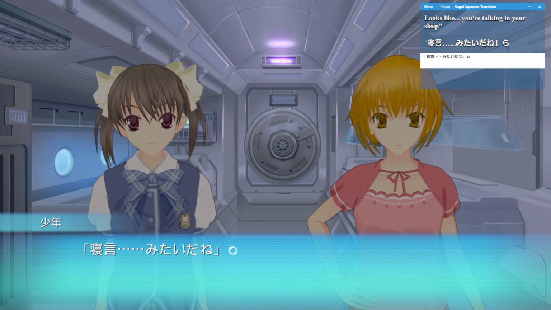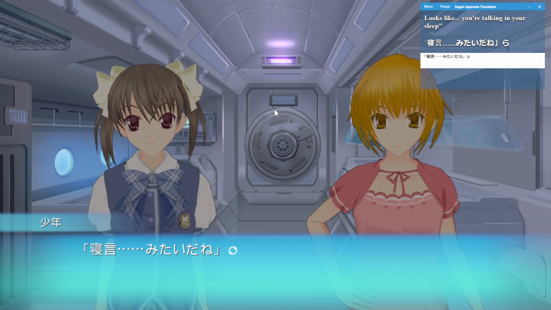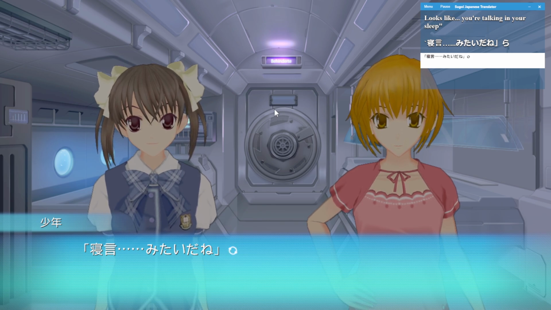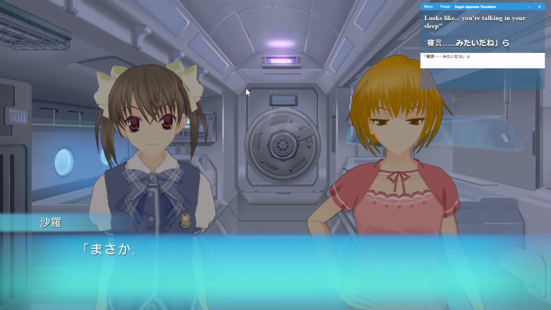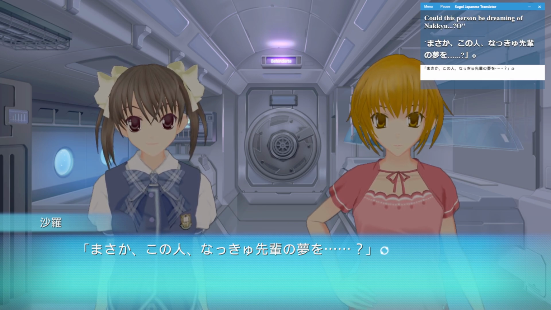It looks like he's talking in his sleep, says the kid very observantly. It's like, you has already been commenting on that for several lines. I don't know what I'm saying about this line. I'm pausing here a lot. If I had a face cam, just privately, I don't publish it, but maybe I should do it just for myself, so I can read my own lips. まさかこの人ナッキュ先輩の夢を... Could this person literally be dreaming of Nakyu senpai?